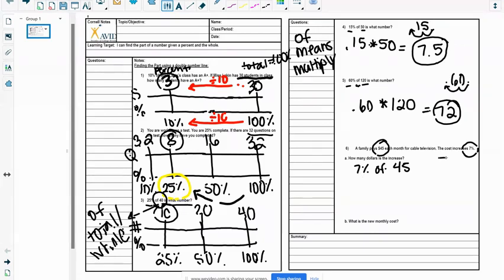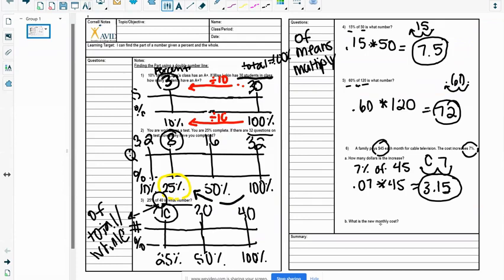So in the number 7, our decimal would go here. We move it 2 to the left, always 2 times, not just to the front, 2 times. So it's 0.07 times 45 that we would do. So in our calculator, let's take 0.07 times 45. And that's equal to $3.15. So that's how much the cost is going to increase each month.